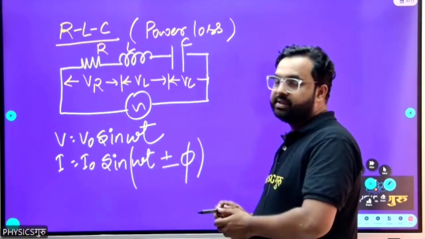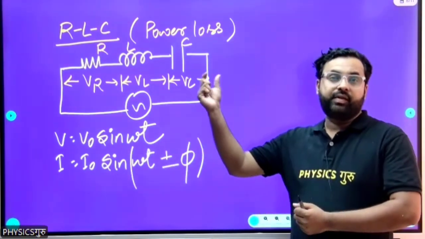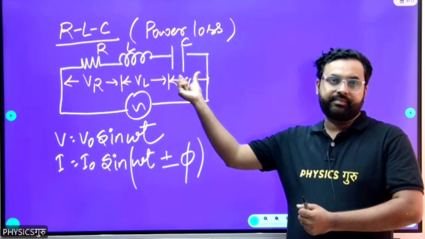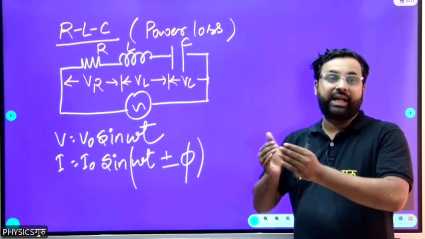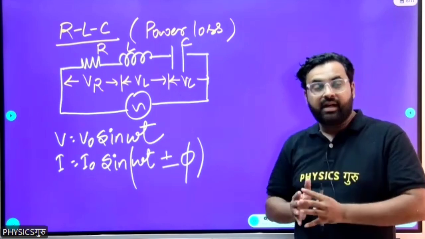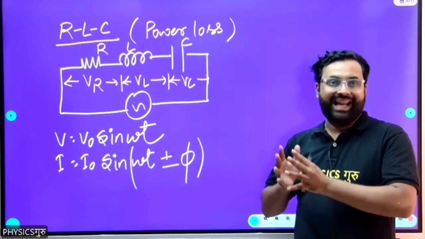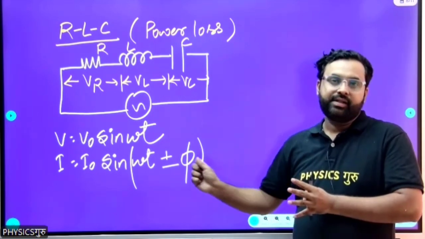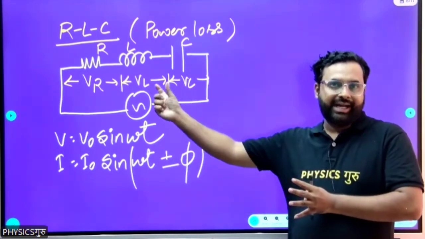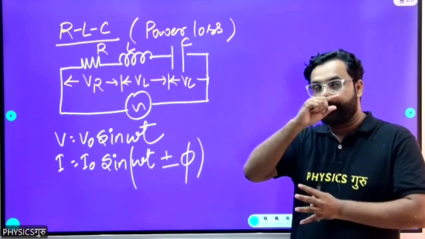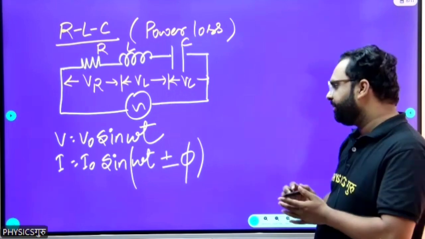Plus minus phi. In case of a capacitor, current leads the voltage by an angle of 90 degrees. In case of an inductor, current lags the voltage by an angle of 90 degrees. So plus shows the capacitor and minus shows the inductor, and phi is the phase difference, or phase angle.